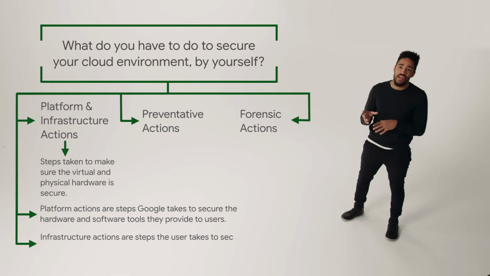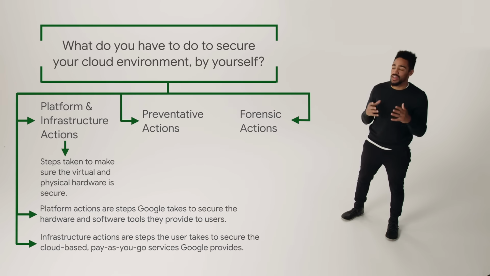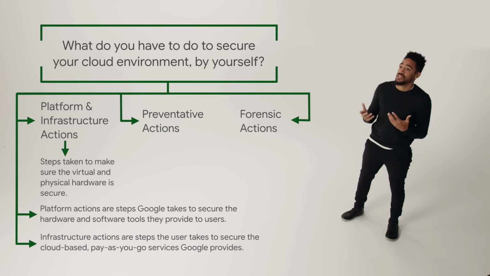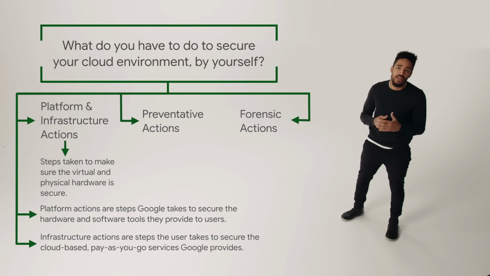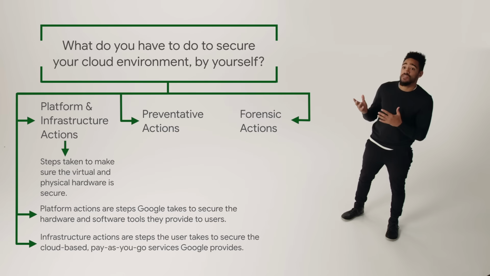Infrastructure actions, on the other hand, are steps the user takes to secure the cloud-based, pay-as-you-go services such as storage, networking, and virtualization that Google provides. This could be anything from changing settings in a load balancer to selecting a more secure VM instance type for your application. The next class of actions, preventative actions.